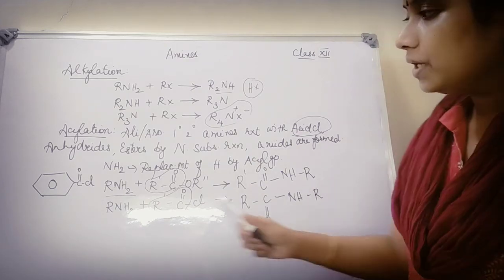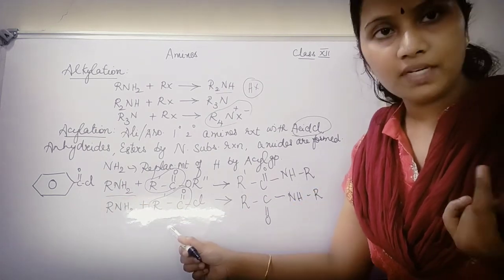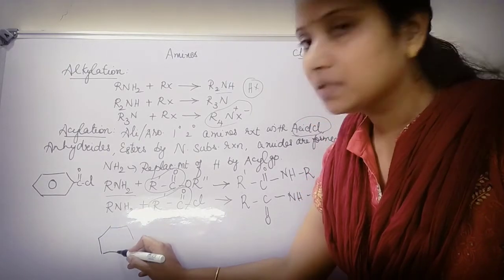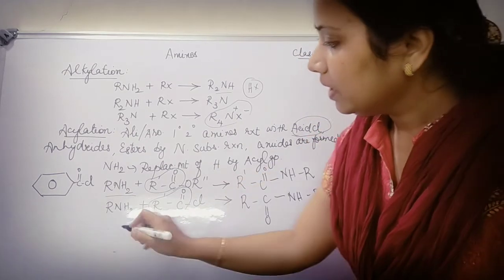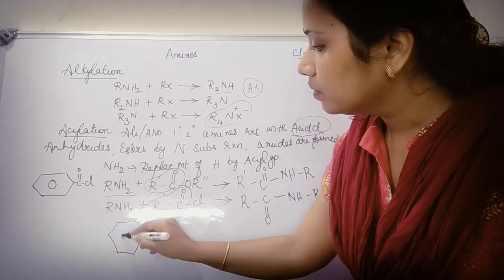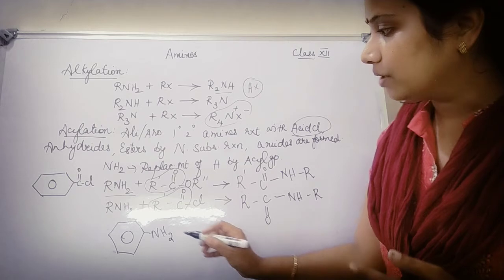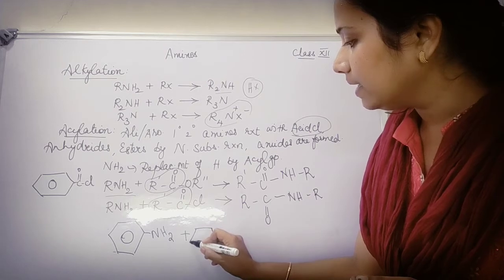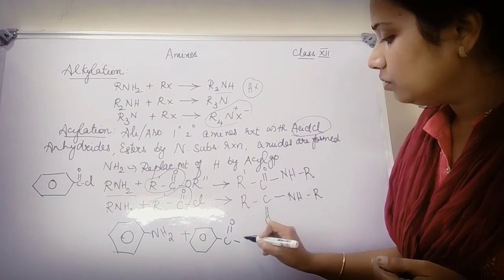Okay, children. Now instead of this R, if I substitute the benzene group, you will know, right? For example, I am substituting the R group of the amine with a benzene group. What is this structure? Benzene along with NH2 is called aniline. Now plus this is acyl chloride. Now I am adding a benzoyl group, that is benzoyl chloride, C double bond O, Cl.